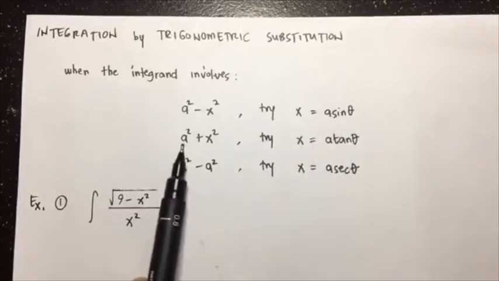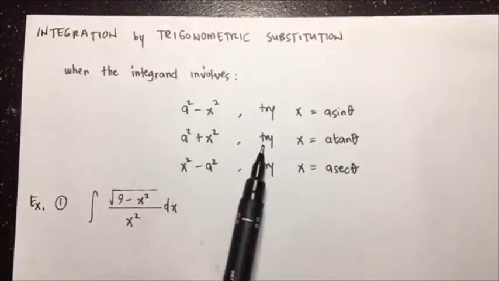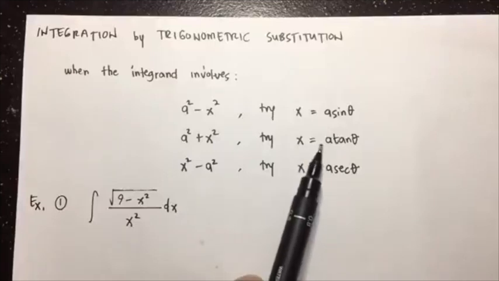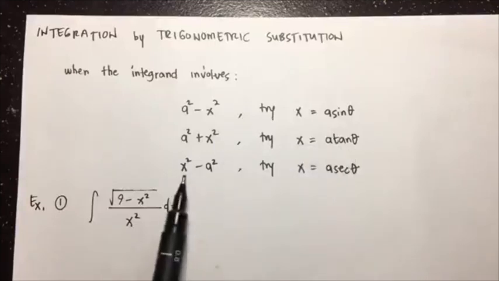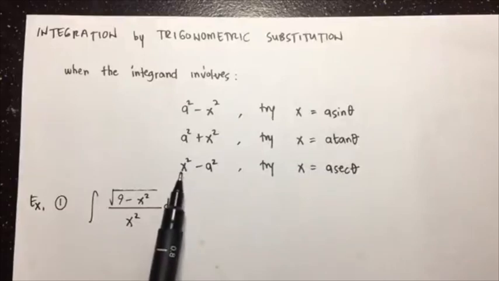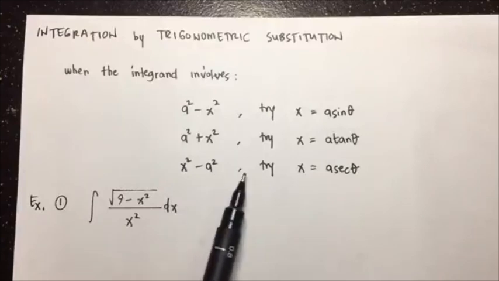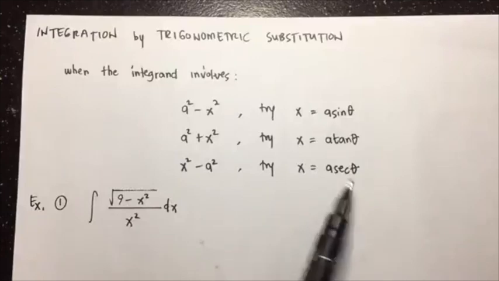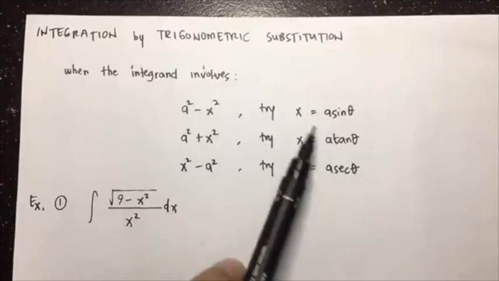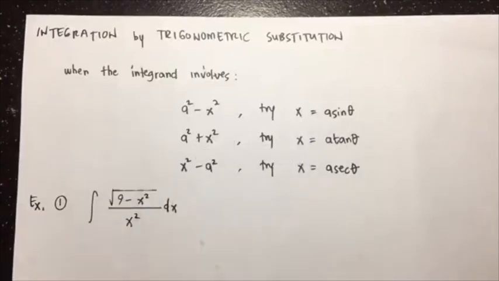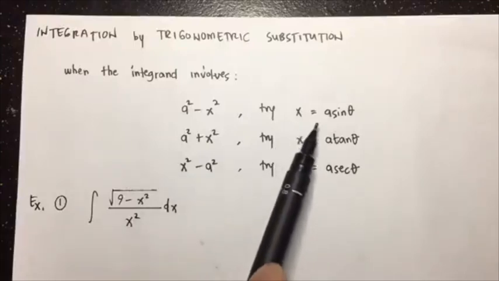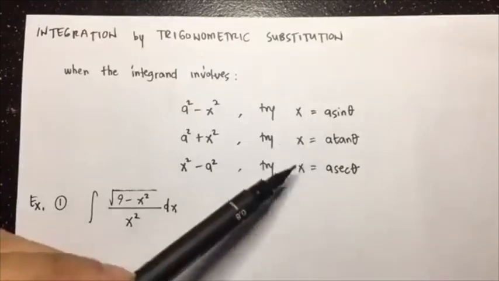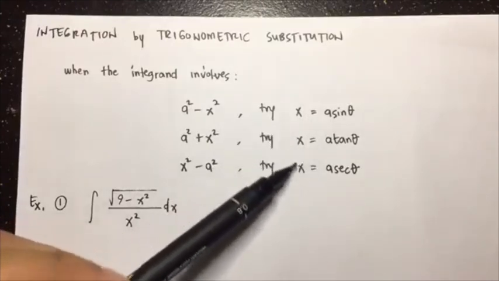If it involves a squared plus x squared, then we will try x is equal to a tangent theta. And if we have an integrand involving the terms x squared minus a squared, then we will try to substitute x is equal to a secant theta. But why do we have those suggested substitutions? Actually, those substitutions are supposed to make our integrand simpler.